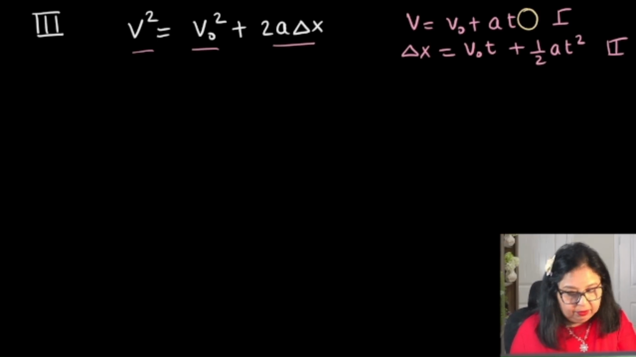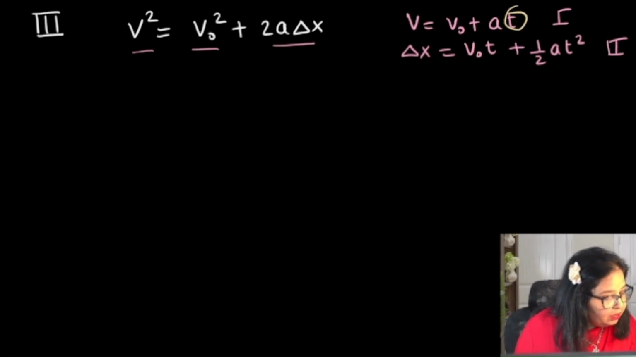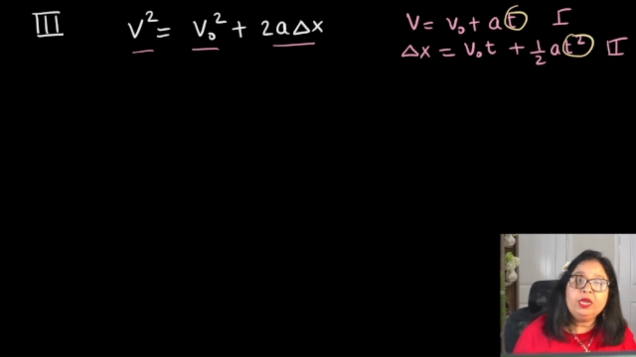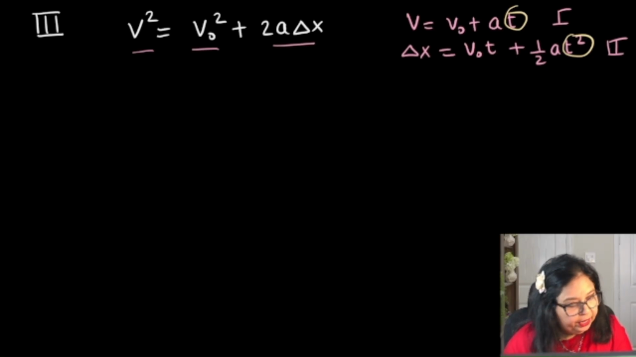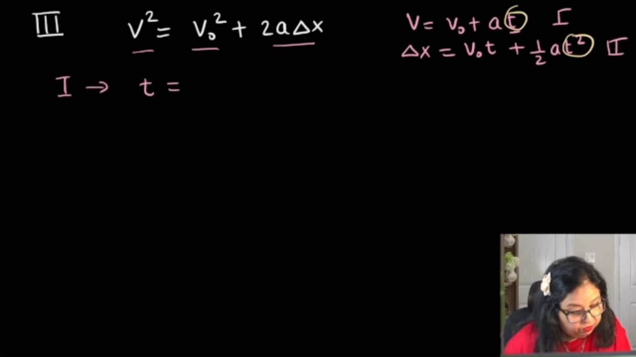So how about, oops, my pen's a bit miscalibrated. That's why it writes off. This t, how about if we get rid of these two t's from equation 1 and 2? In that case, can we get equation 3? Sure can. Let's see how. So equation number 1, we're going to rewrite this to solve for t. And that's going to give us v minus v naught divided by a.